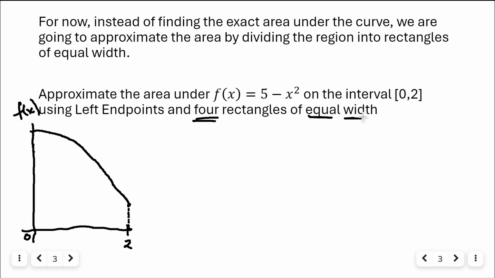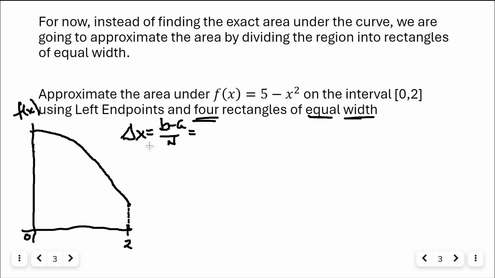So it says they're supposed to be equal width. Okay, so the first thing we need to do is figure out how to divide up our x-axis. We want to make 4 rectangles of equal width. So to figure out what delta x would be, I'll do it over here. Delta x, we can write as b minus a over n.